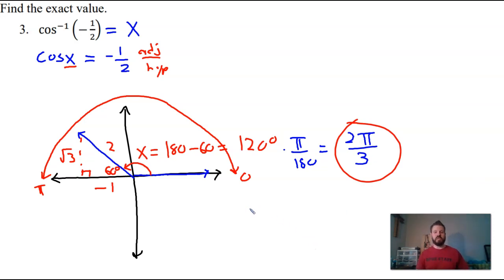All right, big thing when you're solving for an inverse, you're really solving a simple trig equation with some specific restrictions on it based on that inverse, based on which inverse you're using.